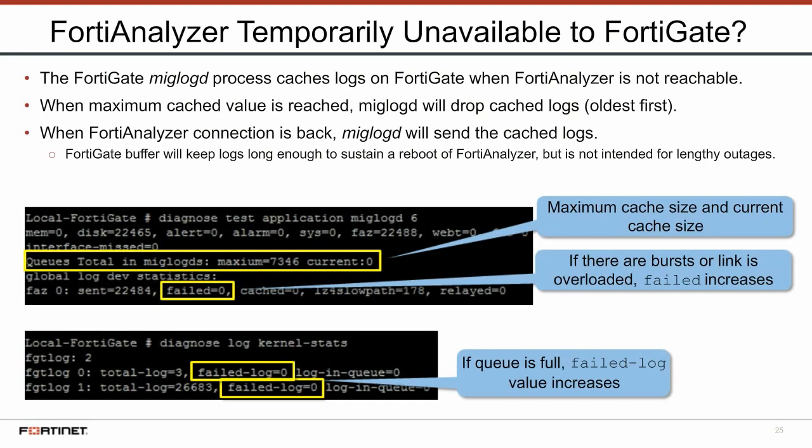On FortiGate, the CLI command diagnose test application MIG-LOG-D6 displays statistics for the MIG-LOG-D process, including the maximum cache size and current cache size. The CLI command diagnose log kernel stats will show an increase in failed log if the cache is full and needs to drop logs.